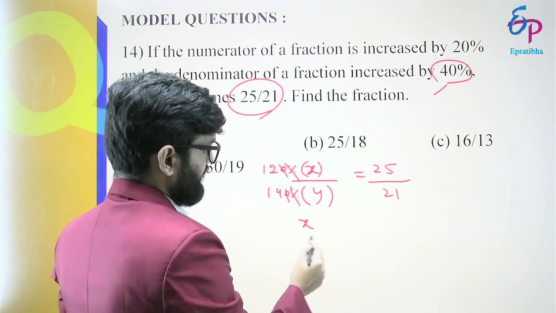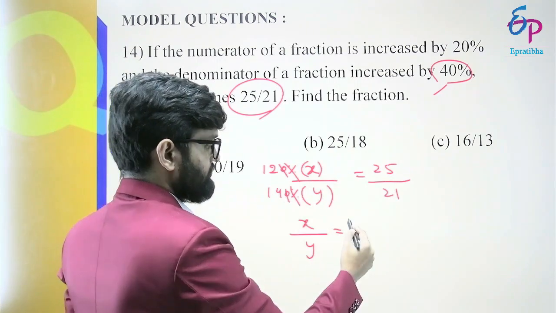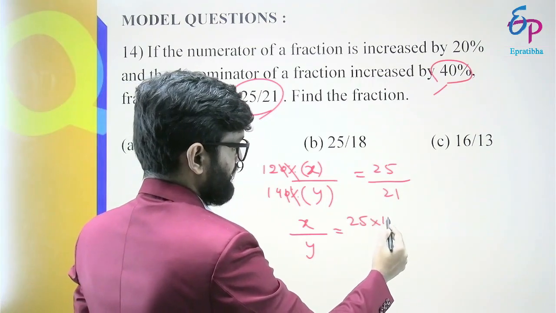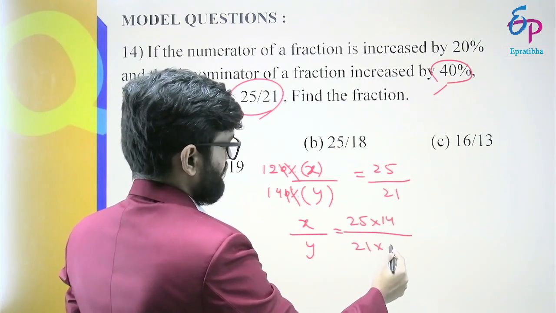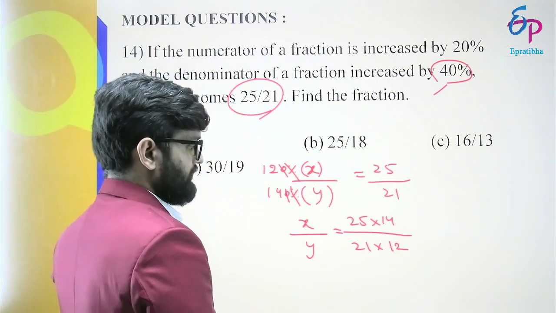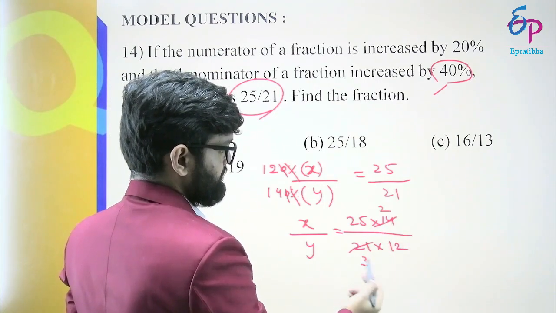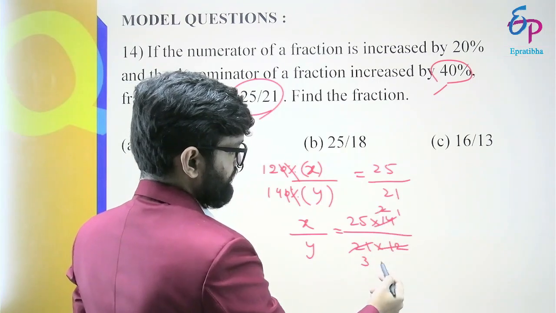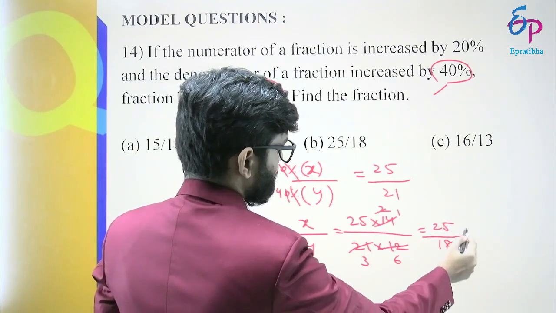Now x by y I am going to subject, just cross multiply. So cross multiply 25 into 14 by, how much do I have to write? 21 into 12. In which table will it go? 7 2s are, 7 3s are, 2 1s and 2 6. Answer will be 25 by 8.